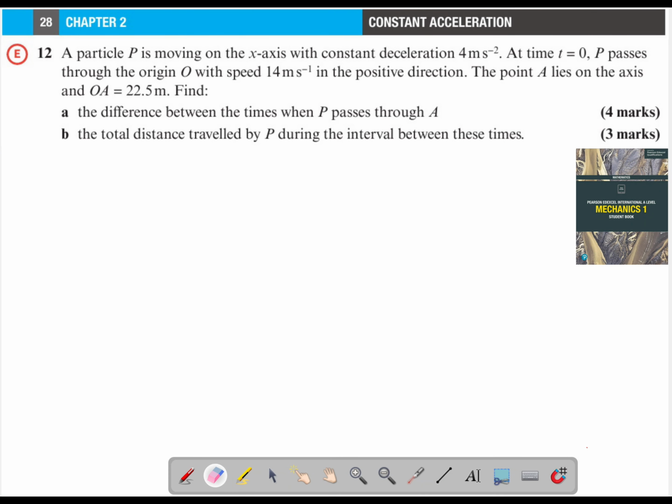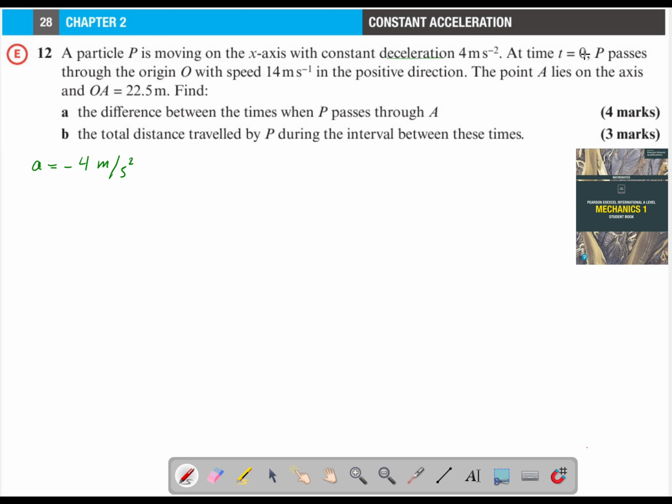Question number 12, page 28, exercise 2E. A particle P is moving on the x-axis with constant deceleration 4 meters per second squared. It means that our acceleration equals minus 4 meters per second squared because it is deceleration.